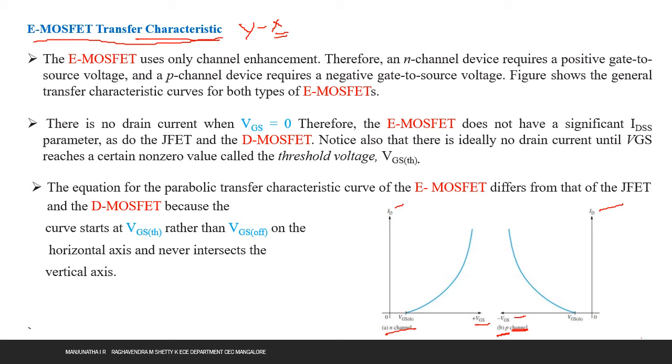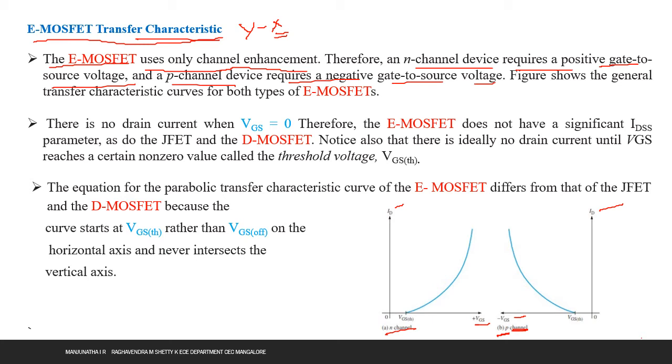Coming to the first point, E MOSFET uses only channel enhancement. Therefore, an N-channel device requires a positive gate to source voltage, and a P-channel device requires a negative gate to source voltage.